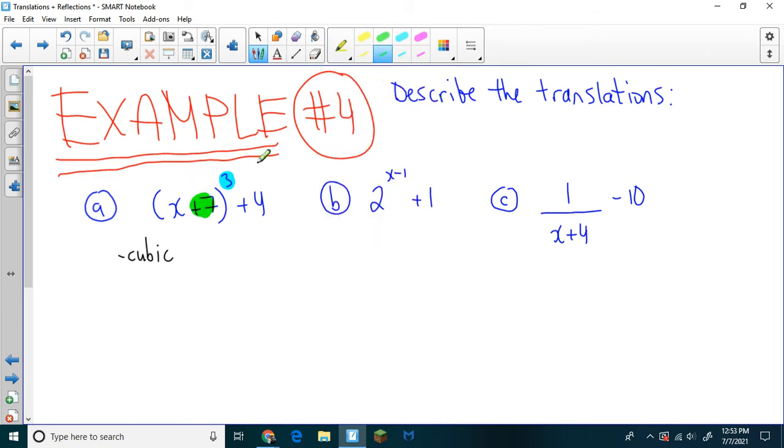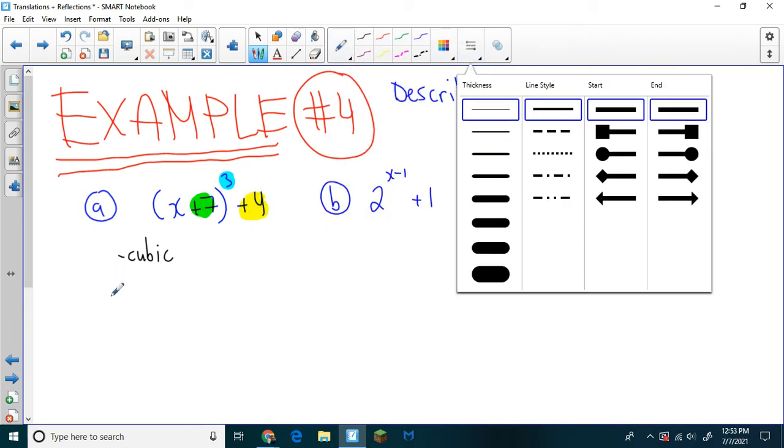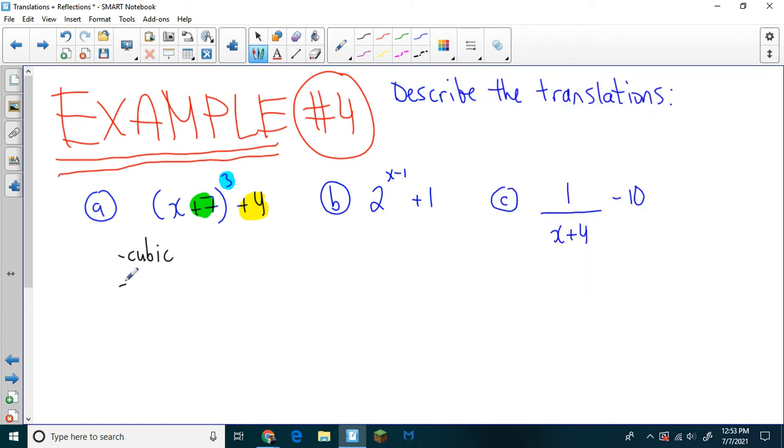this one is going to be left, right. And this one is going to be up, down. So here what we're going to have is 7. See how its plus is going to be in the opposite. So 7 left and 4 up.